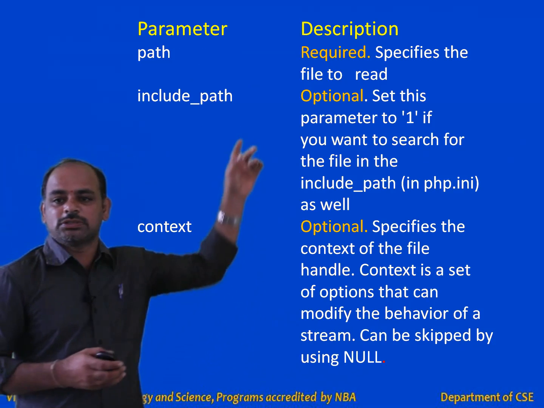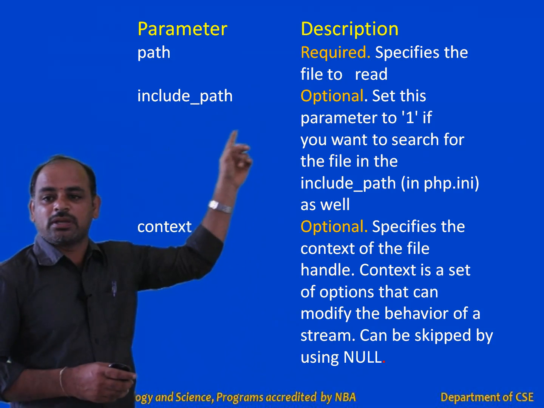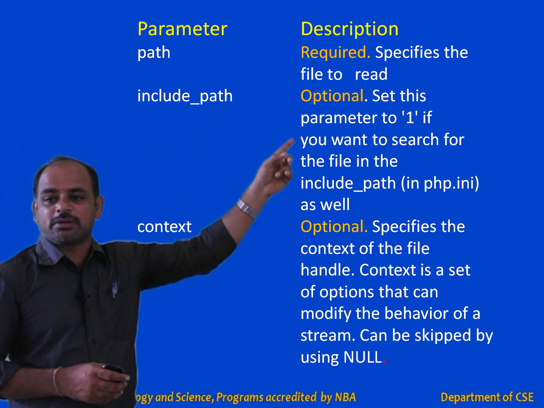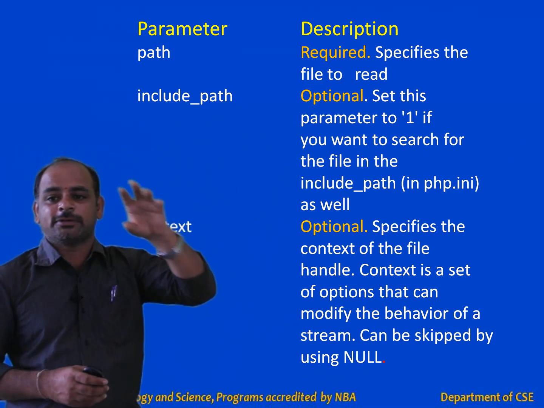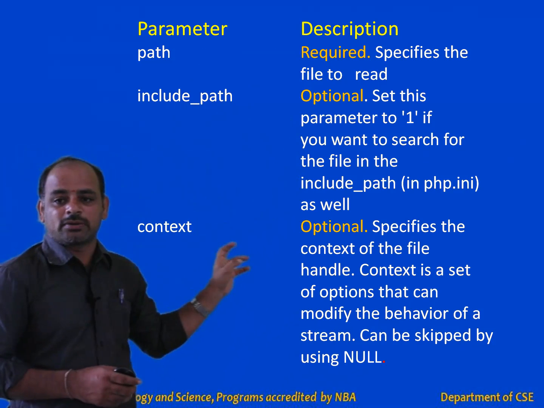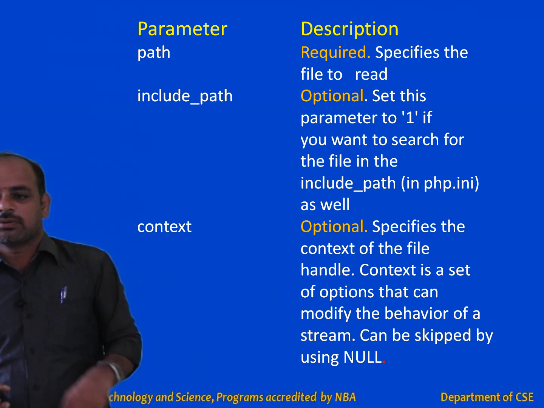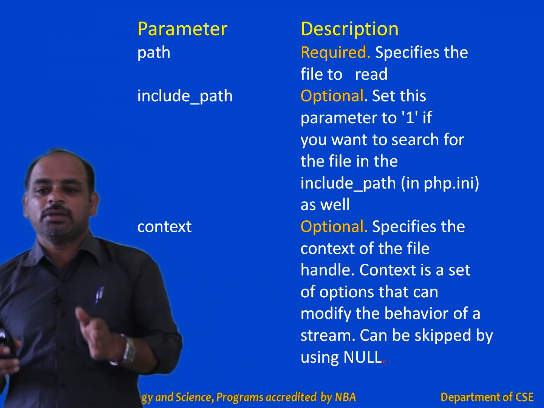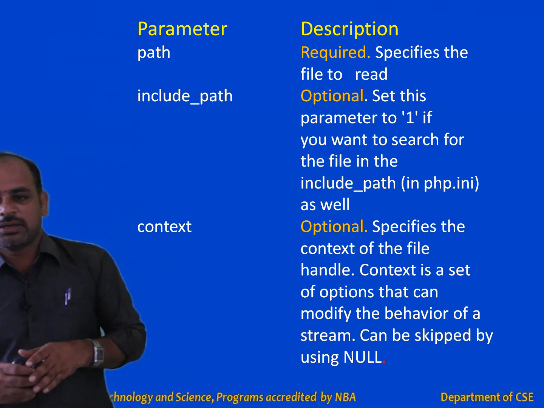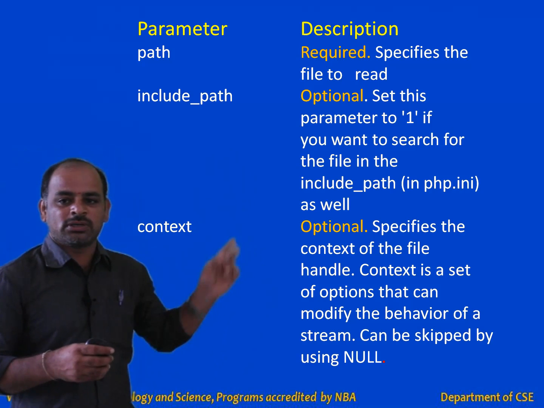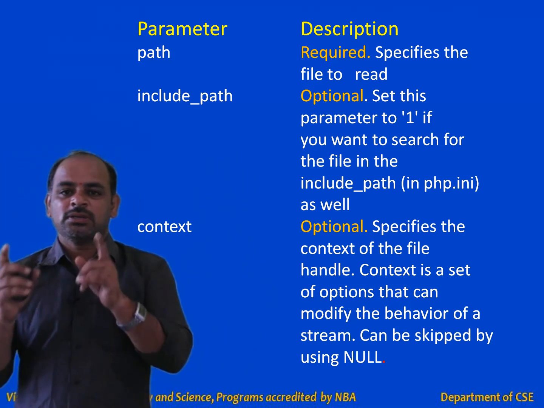So the first parameter, path, is required. The second is an optional parameter; set the value to 1 if you want to search for the file in the include path. And context is optional; it specifies the context of the file handle. Context is a set of options that can modify the behavior of a stream, and it can be skipped by using null. So include path and context are not mandatory parameters, they are only optional. Path is the required parameter.